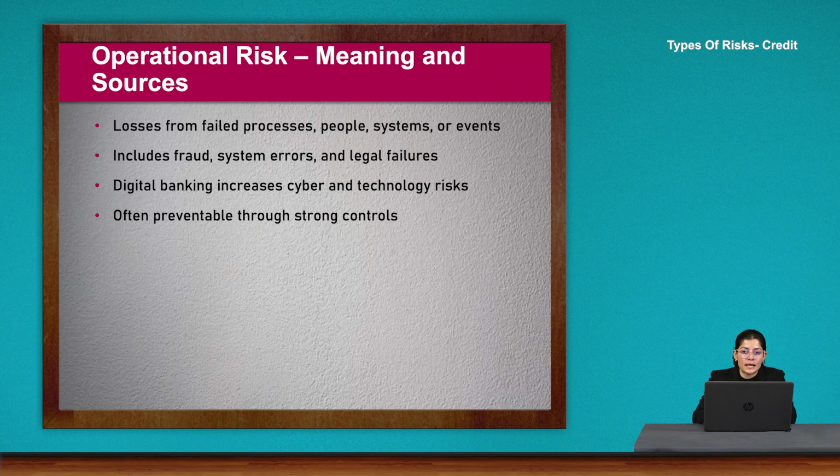Let's move to another slide. So it is on the operational risk. Operational risk encompasses losses resulting from inadequate or failed internal processes, people, systems, or external events. It includes fraud, transaction errors, system failures, legal issues, and compliance lapses.